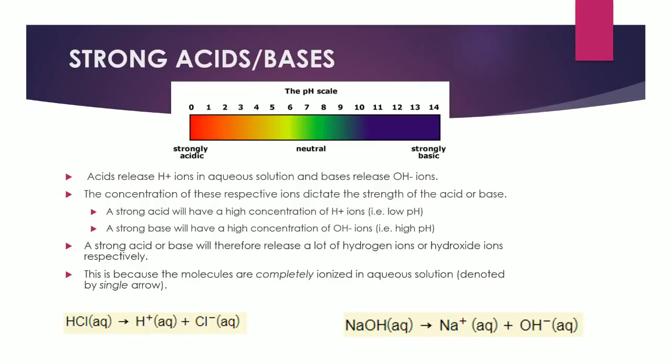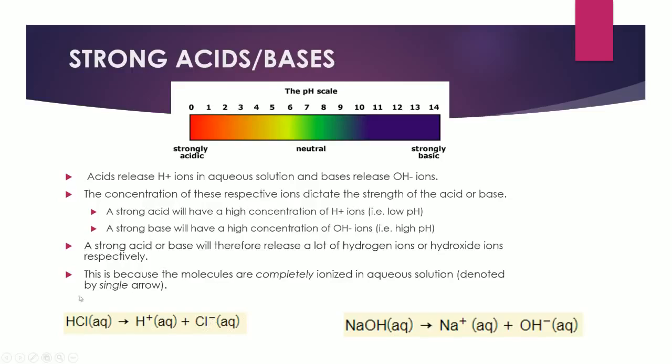And this is simply because the molecules are completely ionized in aqueous solution, and this is denoted by a single arrow. I'll tell you what I mean now. So taking a look at this example here, hydrochloric acid is of course an acid, and it's a fairly strong acid with a pH of around 2. So what happens is all these hydrogen chloride molecules will break down into their ionic products. So for this case here, you'll get hydrogen chloride or hydrochloric acid breaking down into hydrogen ions or protons and chloride ions completely and fully.